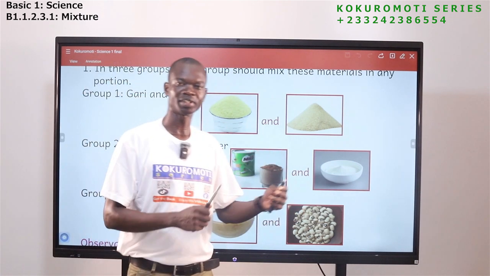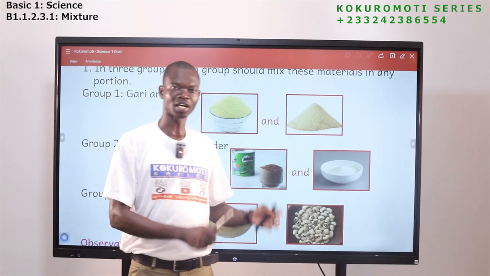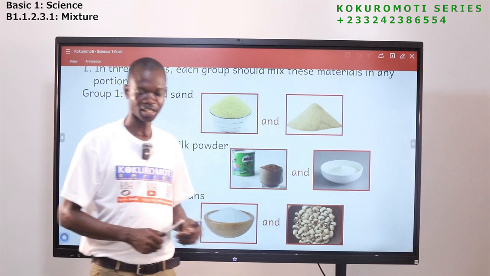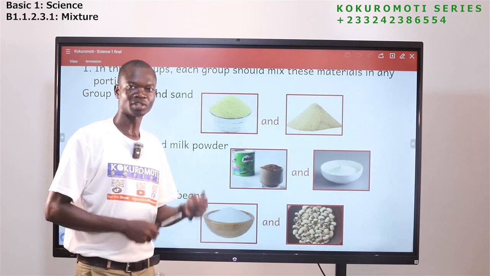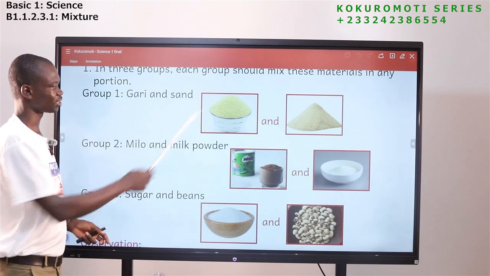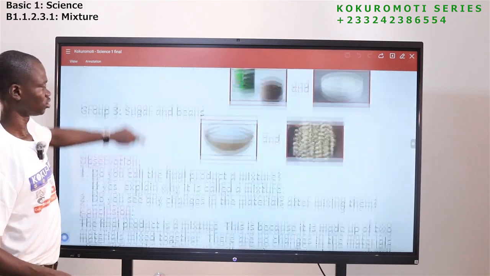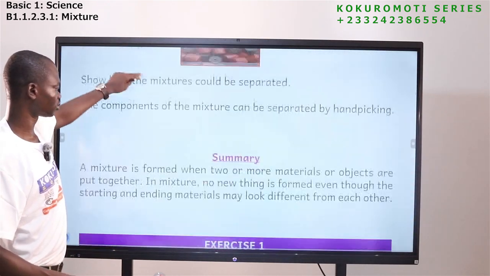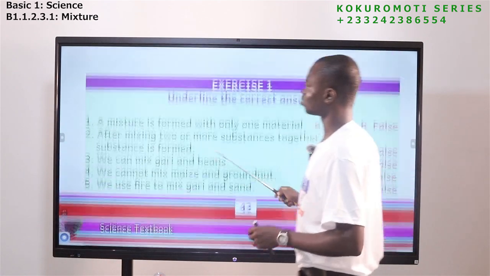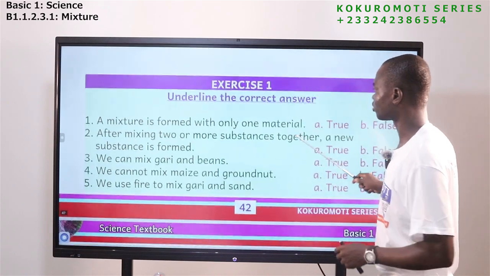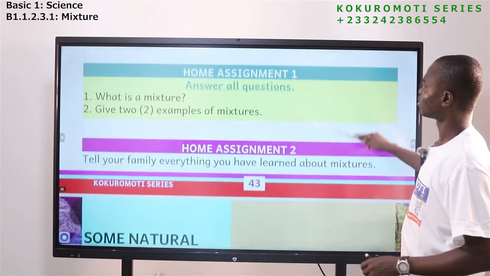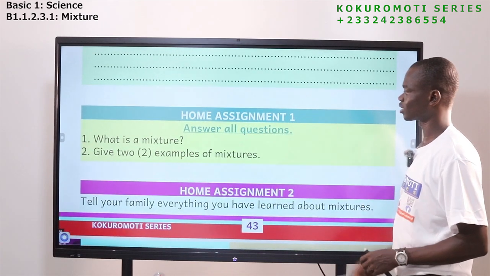We have seen a mixture of sand and what? Sand and gari. Mixture of what? Sand and sugar. Mixture of sugar and what? Sand. Mixture of gari and then sand. We have seen different types of what? Or different kinds of mixture. And these are activities that we have in the book. You should do them. Now let's go to the exercises. There are exercises here, and I expect you to do all the exercises and get the answers correct for me. Exercise 1, we have exercise 2, we have exercise 3, and then home assignment 1 and then home assignment 2.